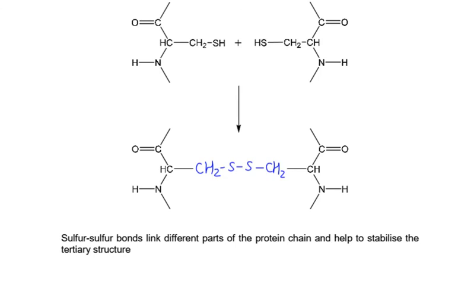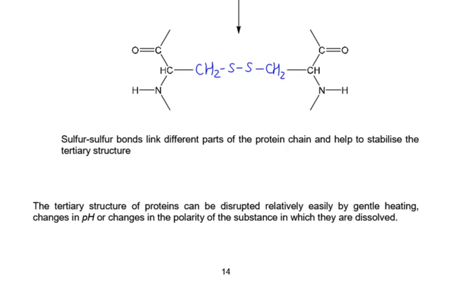Generally, it's quite easy to disrupt the tertiary structure of proteins, either by heating them. When you cook an egg, you change the structure of the protein in the egg, and that's irreversible. You can also change the structure by changing the pH or by changing the polarity of the substance. If you add extra salt, making the polarity of the water higher, then it will affect the structure of the protein.